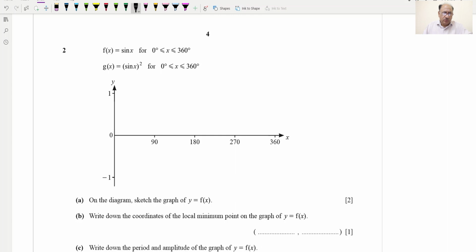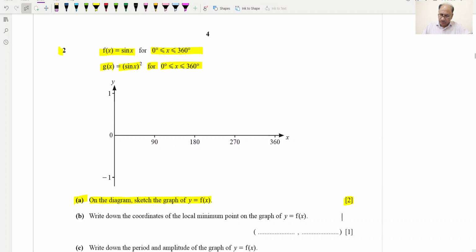Now question number 2. Question 2 says f(x) is equal to sin x for 0 to 360, and g(x) is equal to this one for 0 to 360. A grid is provided. Part a: on the diagram, sketch the graph of y equals f(x). This is a 2 mark question.